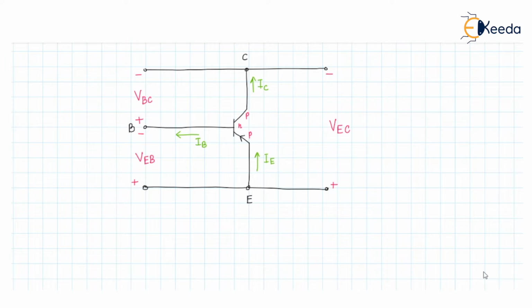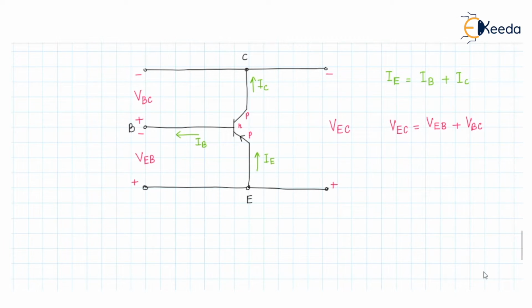From this, I can say that my IE current will be equal to the base current plus the collector current. Similarly, for the voltages, the emitter to collector voltage VEC will be equal to VEB, the emitter to base potential, plus the base to collector potential.